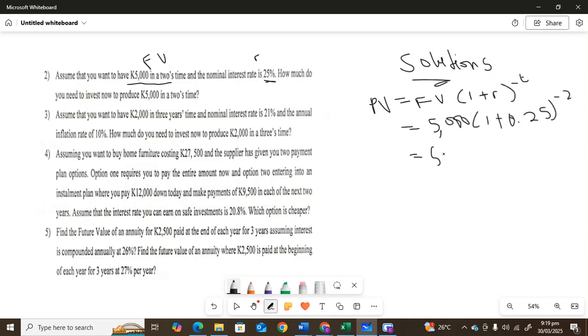So 5,000 multiplied by 1.25 to the power negative 2. At our calculators, 1.25 to the power negative 2, that is 0.64. 0.64 times 5,000, you get 3,200 kwacha.